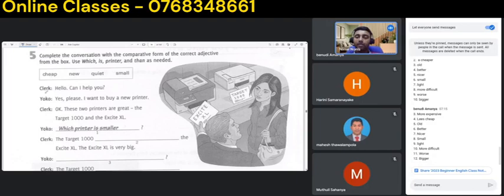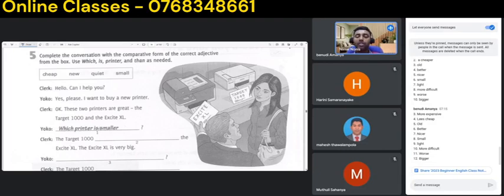Okay, let's see. Clerk: Hello, can I help you? Okay, so it seems like this is the clerk and this is the customer. Hello, can I help you? Yoko: Yes, please. I want to buy a new printer. Okay, this person wants to buy a new printer. This is Yoko, I guess. Okay, these two printers are great, the Target 1000 and the Excite XL. So there are two printers. One is the Target 1000 and the other one is the Excite XL.